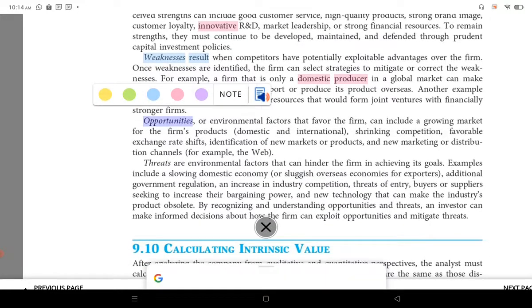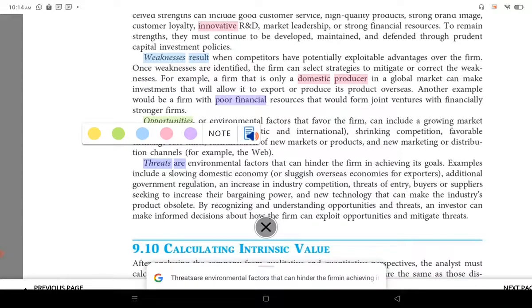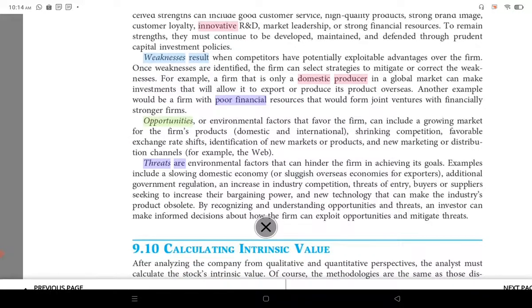And then opportunities are the new chances it can grab to expand its company further. And threats refer to the environmental factors that can hinder the firm in achieving its goal, of course. Examples could be a slowing domestic economy, any additional government regulation and so on, and the competitors. So those are among the factors that could contribute to their threats, right.